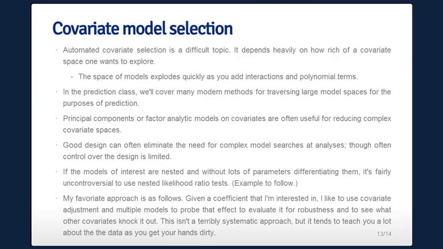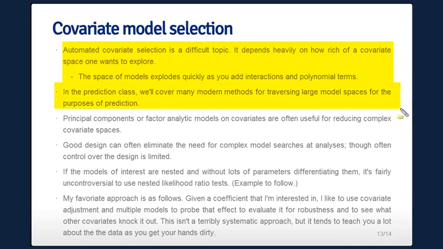Okay, covariate selection. I'm not going to talk too much about covariate selection because we have an entire class on machine learning, and that's the modern way to think about it. Automated covariate selection is a difficult topic, and it depends on how rich of a covariate space you want to explore. Even with small numbers of regressors, the space of models explodes quickly as you add interactions and polynomial terms. In your prediction class, you'll cover many methods for traversing very large model spaces for the purposes of prediction.